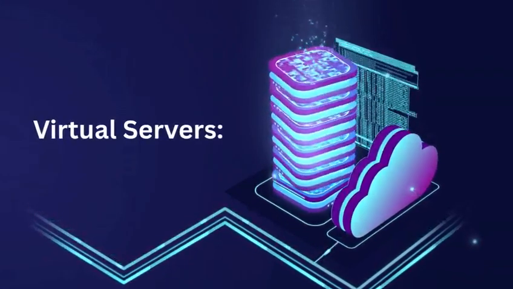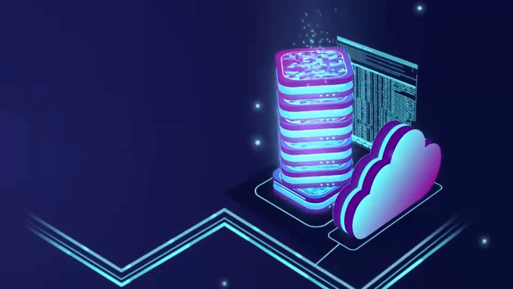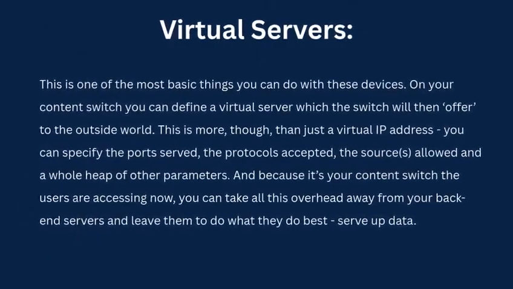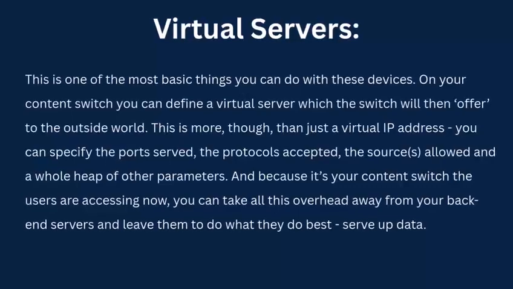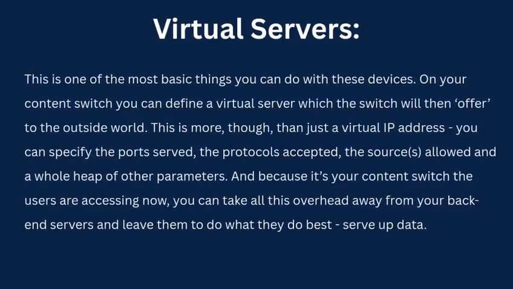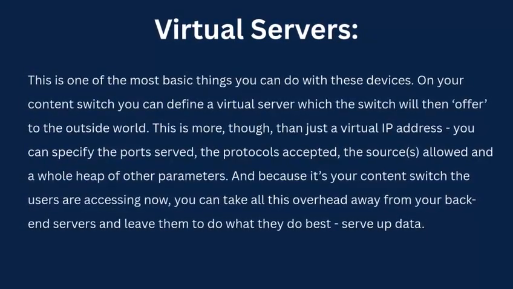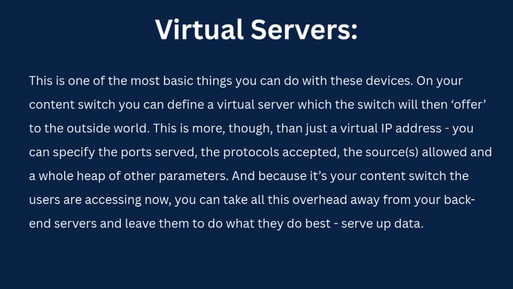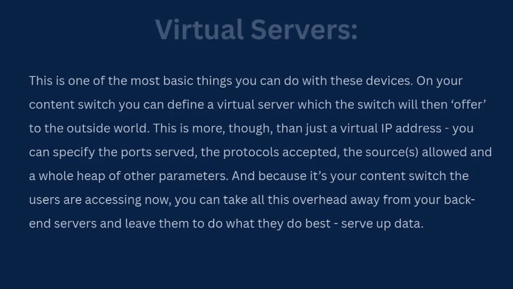Virtual servers. This is one of the most basic things you can do with these devices. On your content switch, you can define a virtual server which the switch will then offer to the outside world. This is more, though, than just a virtual IP address. You can specify the ports served, the protocols accepted, the sources allowed, and a whole heap of other parameters. And because it's your content switch the users are accessing now, you can take all this overhead away from your back-end servers and leave them to do what they do best, serve up data.